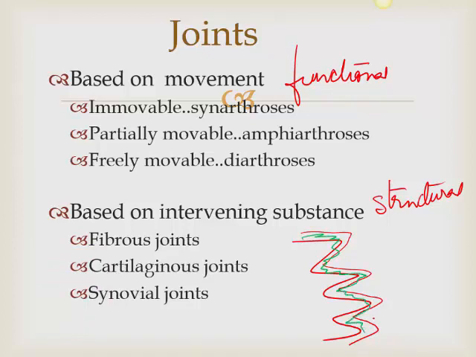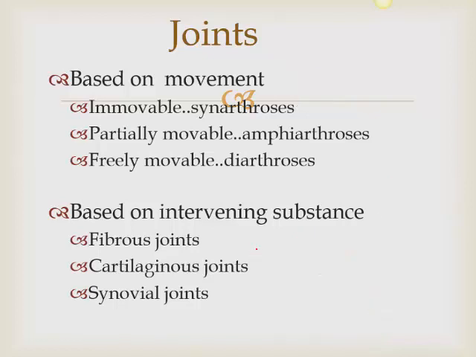Then there are joints where cartilage intervenes between the two bones, and the cartilage could be either hyaline cartilage or fibrocartilage. So where cartilage intervenes, we call it a cartilaginous joint. We'll see, when we go further into cartilaginous joints, that there is a subdivision.